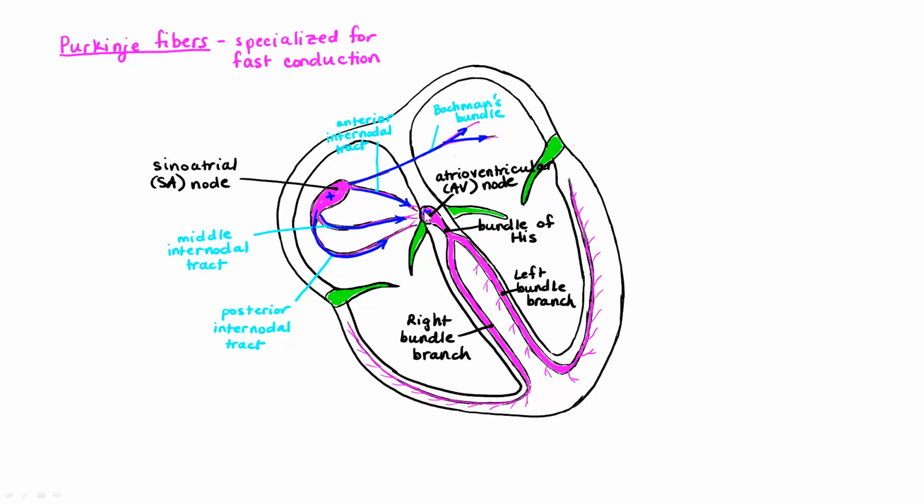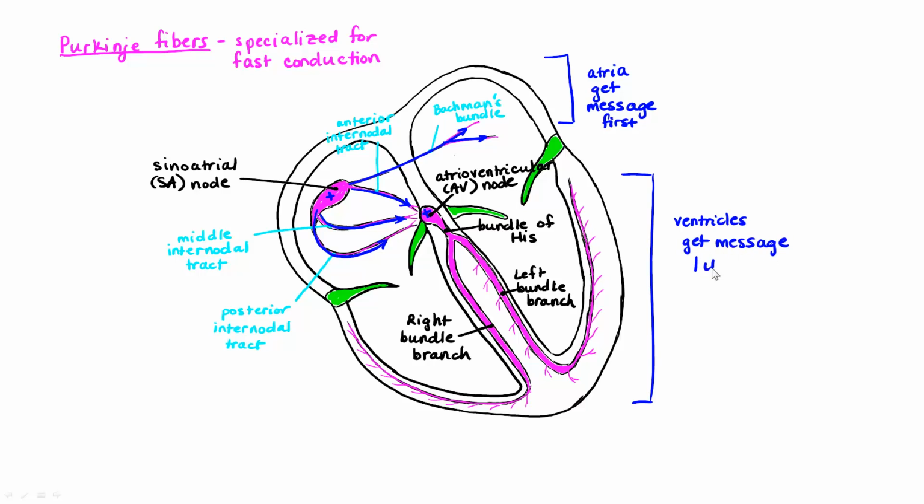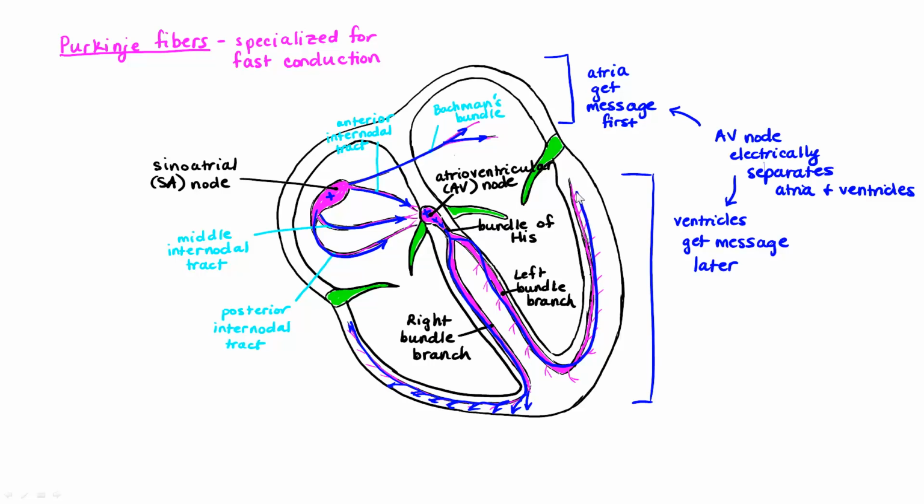And the AV node is different in that it conducts charge very, very slowly. And the reason it does this is because it wants to separate the atria in getting the message and the ventricles in getting the message. So the AV node electrically separates the atria from the ventricles. So the charge creeps along and eventually reaches the bundle of His, and then it's able to go fast again. And it goes down the Purkinje fibers and gets to all parts of the heart really, really quickly.